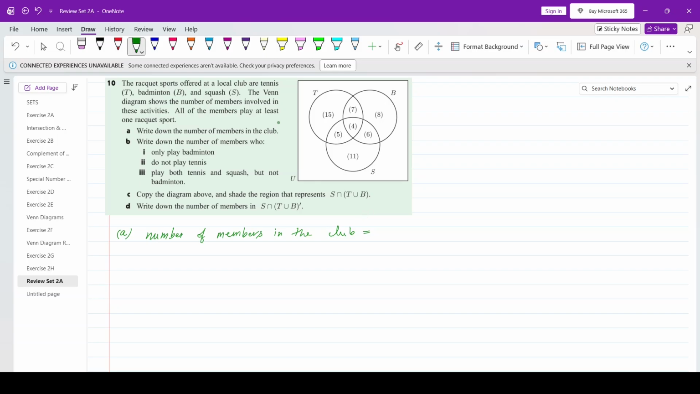Now we know all the members play at least one racket sport. So we know that all the members will fall under these circles. That is going to be 15 plus 7 plus 8 plus 5 plus 4 plus 6 plus 11, which is going to be 56.